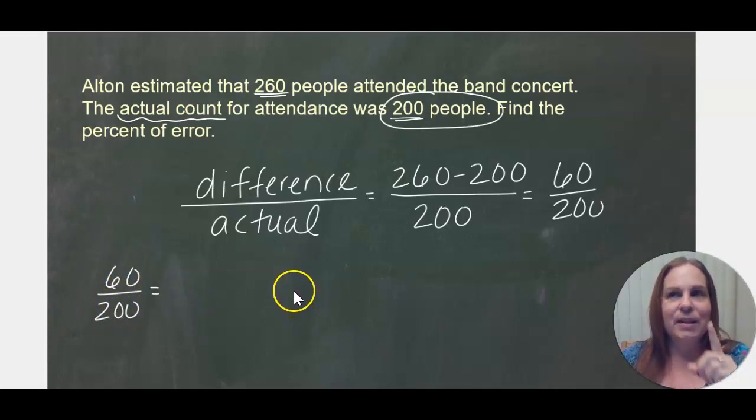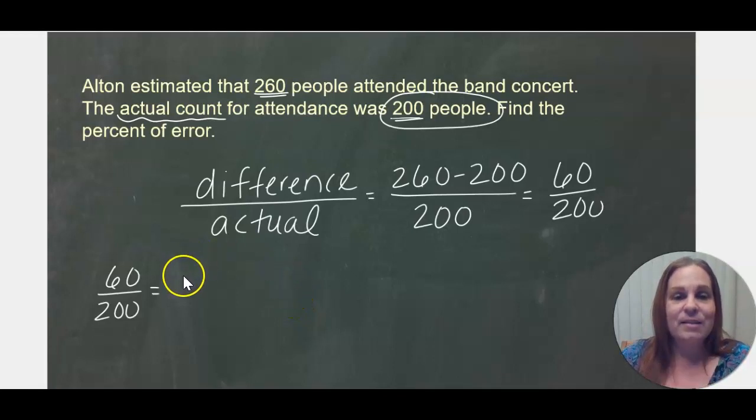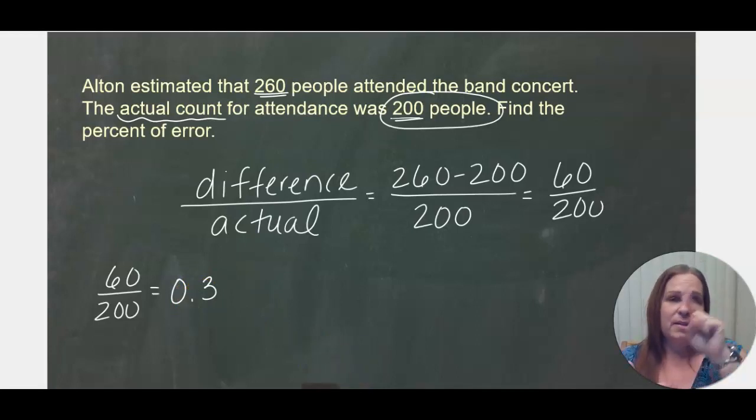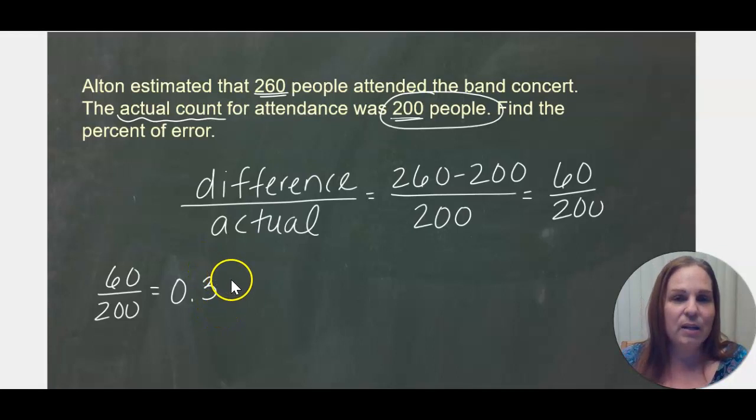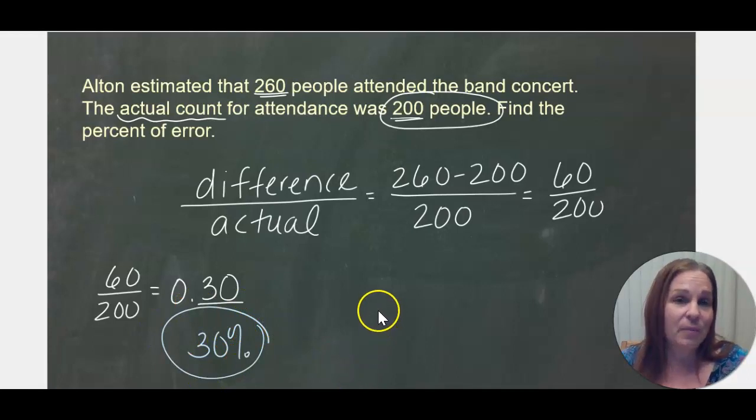And I'm going to predict that that's going to come out to be 0.3. And I'll show you why I make that prediction. But on your calculator, you would type in 60 divided by 200, top divided by bottom. And if I need this to be a percent, remember, percent is hundredths, right? So if I extend this number to the hundredths place, it's 30 hundredths, which is 30%, because hundredths and percent mean the same thing.